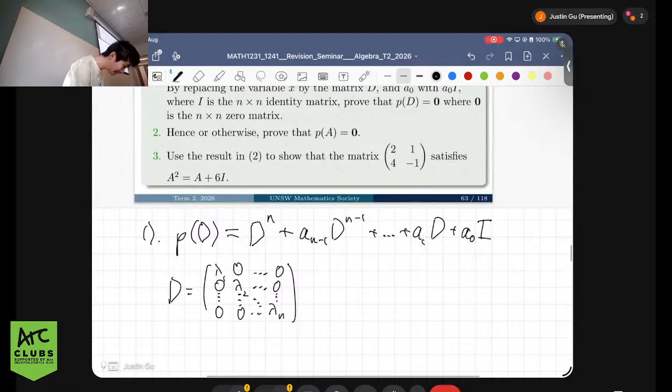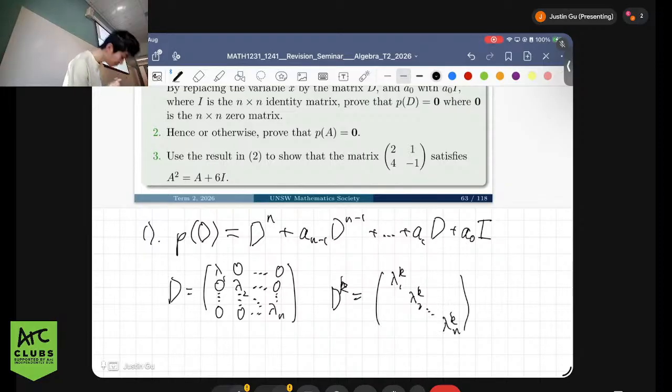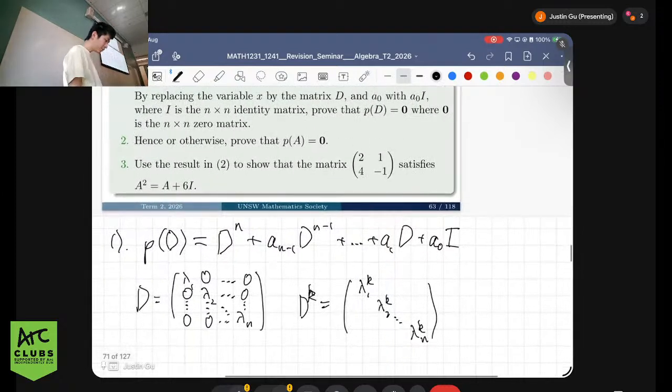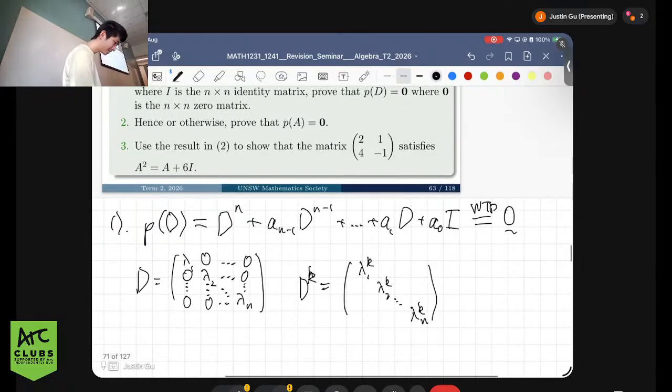If I look at what D to the k is, that would just be lambda 1 to the k, lambda 2 to the k, dot dot dot, lambda n to the power of k, and everything else is 0. We want to show that this is equal to the 0 matrix. I want to prove that this up here is equal to the 0 matrix. Sorry, that looks like a vector. That's a 0 matrix, not 0.